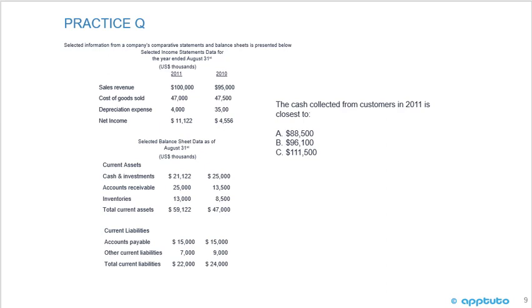Another practice question to check our understanding. So we've got selected information from a company's comparative statements, income statement and balance sheet. So you can see on the income statement, there's sales revenue minus cost of goods sold, depreciation expense, net income, and then there's some selected balance sheet data as well, current assets, current liabilities, etc. But the question is, the cash collected from customers in 2011 is A, $88,500, B, $96,100, or C, $111,500.